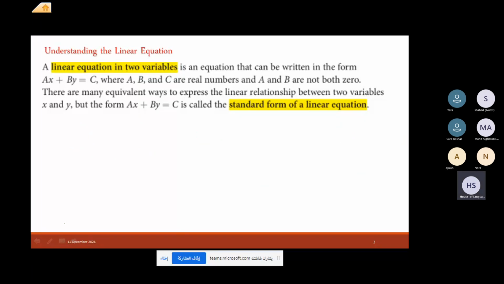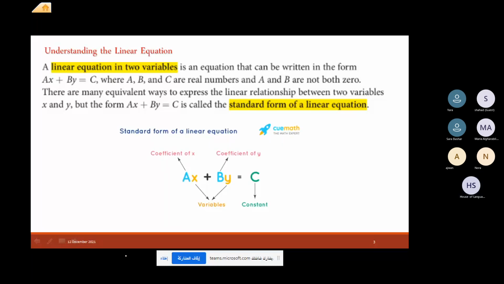What's the standard form of it? The standard form, or general form, is ax plus by equals c. It must be written like this: x plus y equals c. Not x here and y on the other side. If it's like this, it's linear, but how to rewrite it, I will tell you. So this is the standard form: ax plus by equals c.